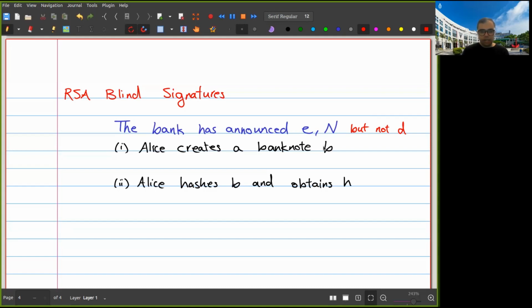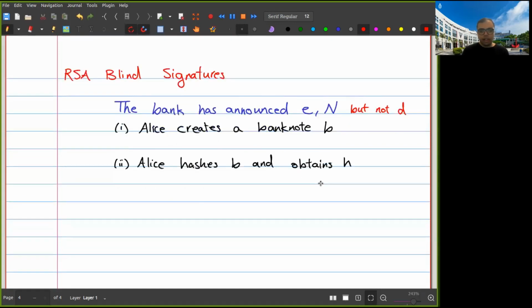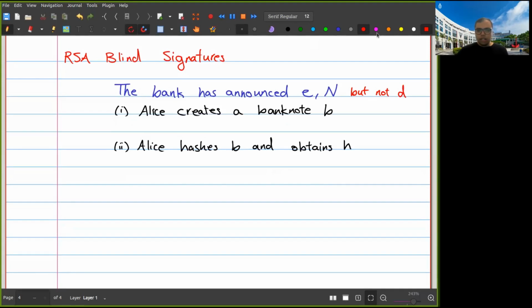So now Alice has created a banknote, hashed it and obtained H. What is her goal? She wants the bank's signature on H. But what is the bank's signature on H? We're talking about RSA, so remember it's just H to the power of D. So she just wants to obtain H to the power of D. And again, remember that all the calculations are modulo N.